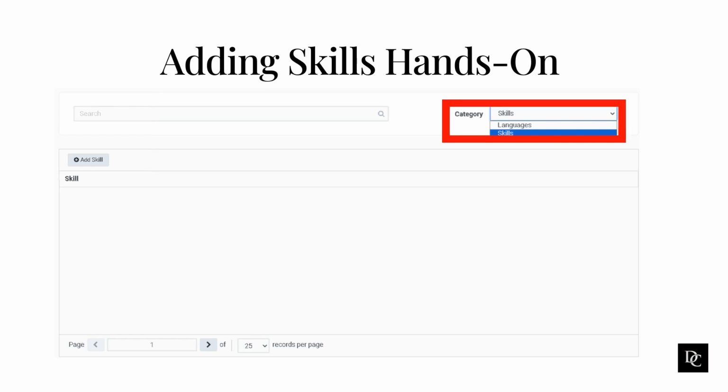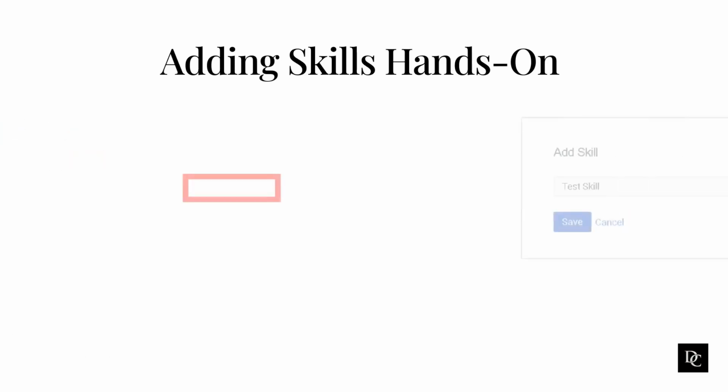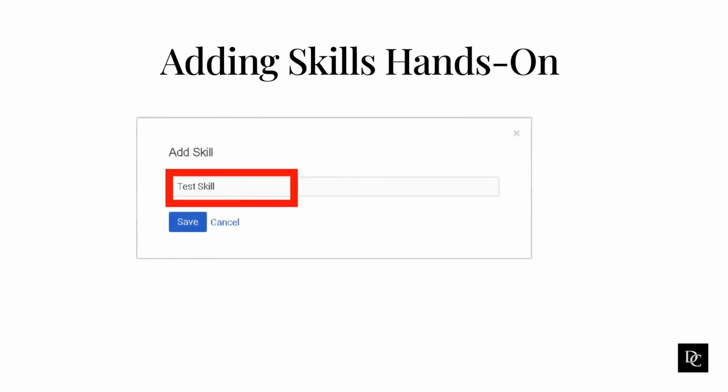When you select the category, either the Add Skill or Add Language box will be presented. Click on it to add. In the text box, type the name of the skill you want to add and click Save. The skill you created should now populate in the Skills window.